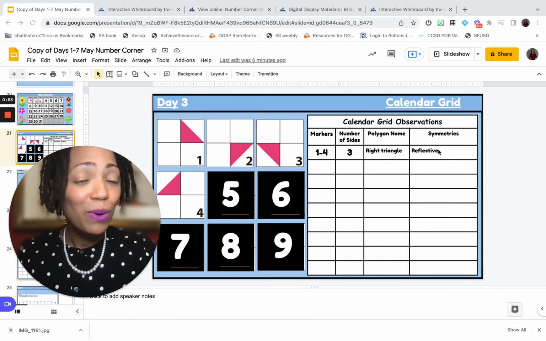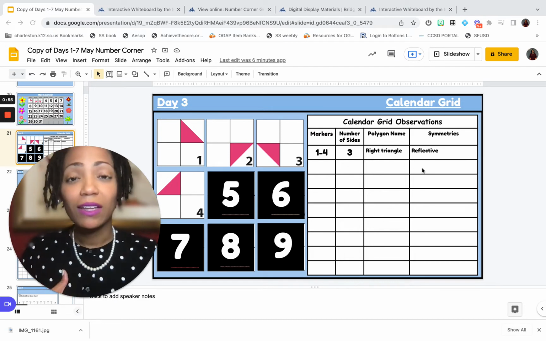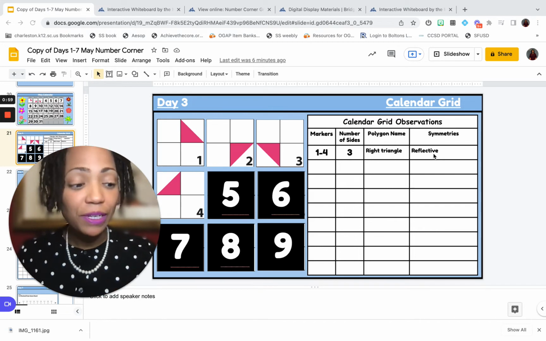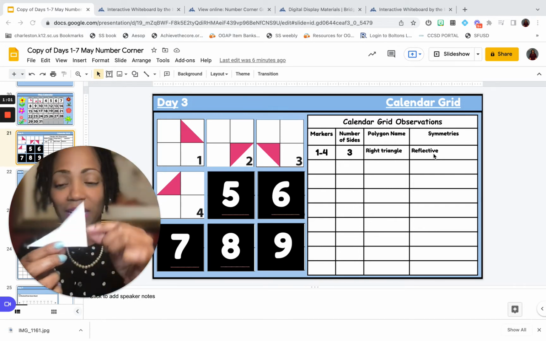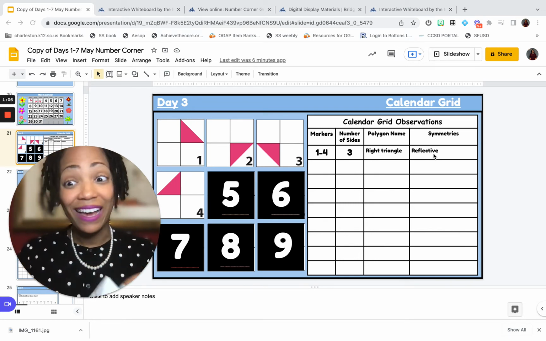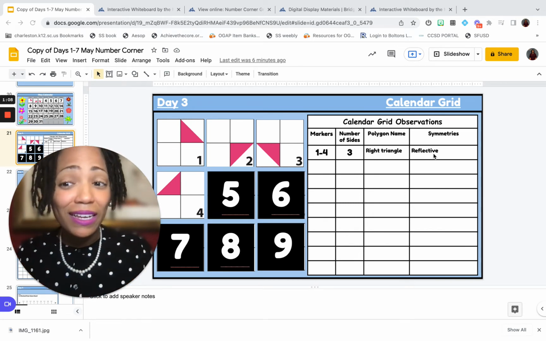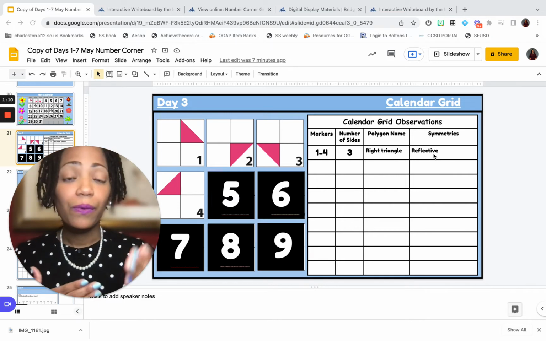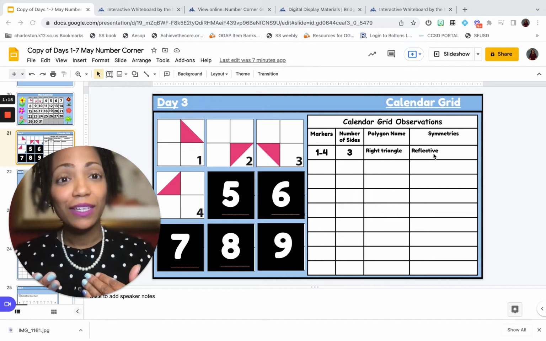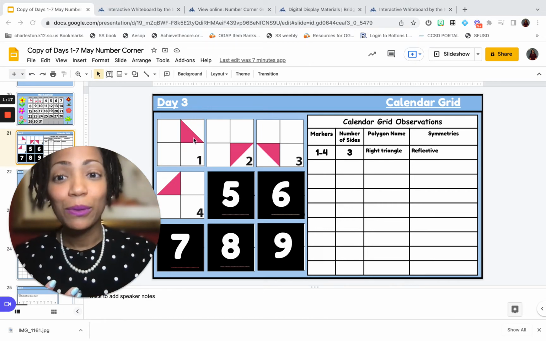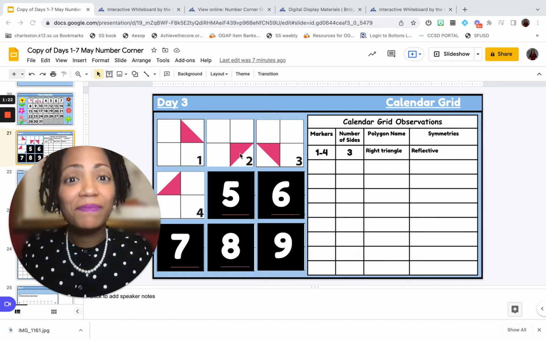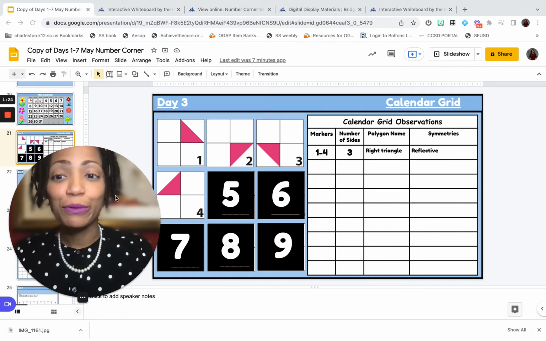But what I did want to touch on today is the fact that we wrote reflective for the symmetry. So just like I showed you my triangle here, and I would flip it across an axis, an imaginary line, if you will. It's reflective, and so that's why it's reflective symmetry, because you could fold this one on top of this one, and it would match perfectly. And we know that because these shapes are congruent.